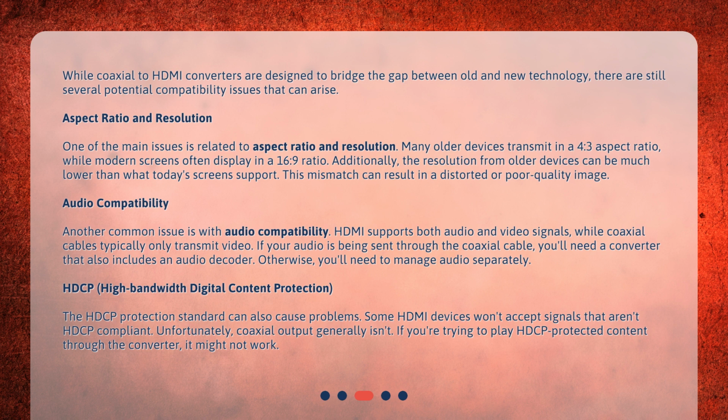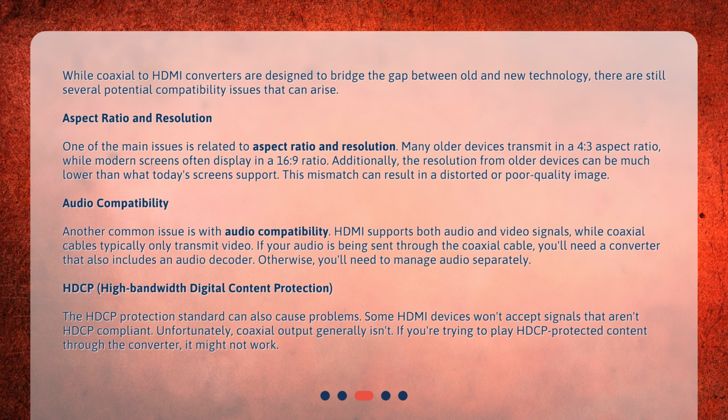Audio compatibility. Another common issue is with audio compatibility. HDMI supports both audio and video signals, while coaxial cables typically only transmit video. If your audio is being sent through the coaxial cable, you'll need a converter that also includes an audio decoder. Otherwise, you'll need to manage audio separately.